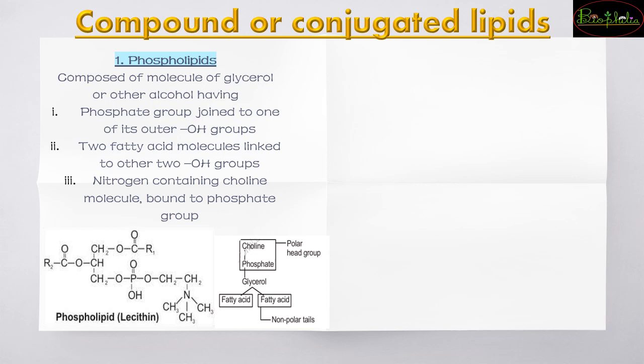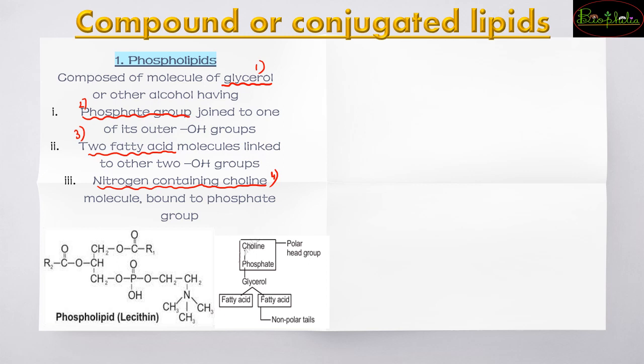नेक्स्ट वी सी इज कंपाउंड और कॉन्जुगेटेड लिपिड्स. फर्स्ट होता है फॉस्फोलिपिड्स. दीज फॉस्फोलिपिड्स आर कंपोज्ड ऑफ ग्लिसरॉल. ग्लिसरॉल यानी अल्कोहल पार्ट हो गया और कैन हैव एनी अदर अल्कोहल एज वेल इंस्टेड ऑफ ग्लिसरॉल. उसमें एक फॉस्फेट ग्रुप होगा. It will have 2 fatty acids and 1 nitrogen containing choline molecule. So these are the components. एक हो गया glycerol, दूसरा हो गया phosphate group, तीसरा two fatty acid chains and one nitrogen containing group. So when these four things combine together, you will form a phospholipid.